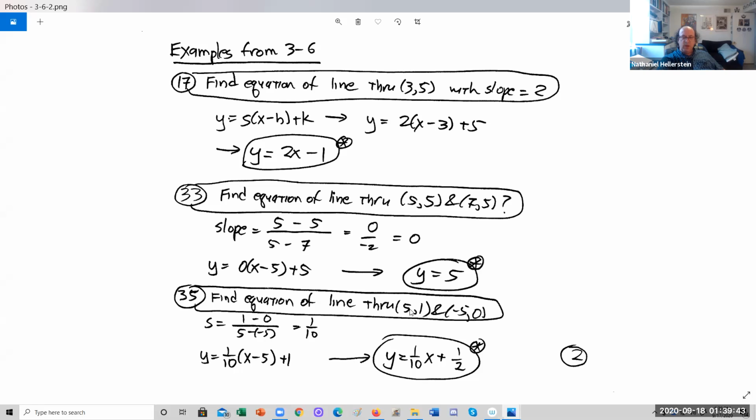Now that's if we use this point here. If we use this point here, (negative 5, 0), you should get the same result. In fact, on the next slide, you'll see that.